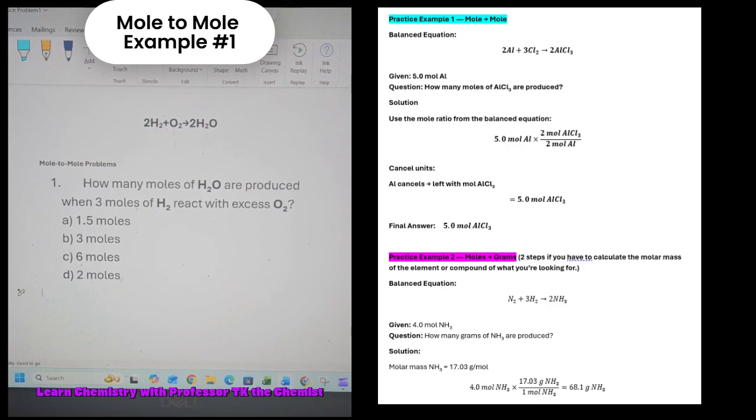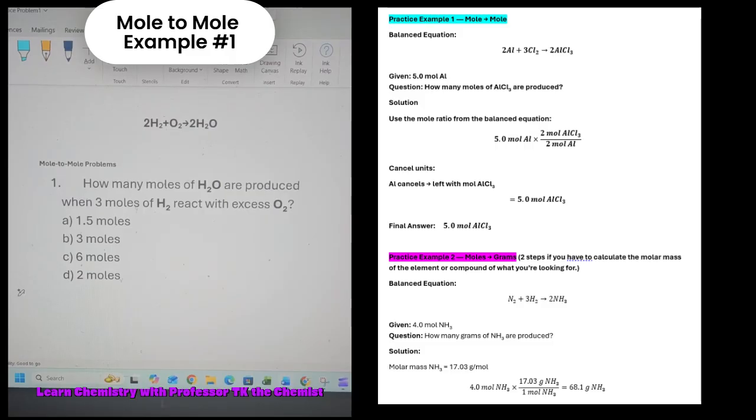Let's look at the first problem. This is a mole to mole problem, and what you have here is a chemical reaction. If you said you took General Chem 1 and struggled with stoichiometry, a lot of students do. It just takes time to master what they are giving you versus what you have to use.